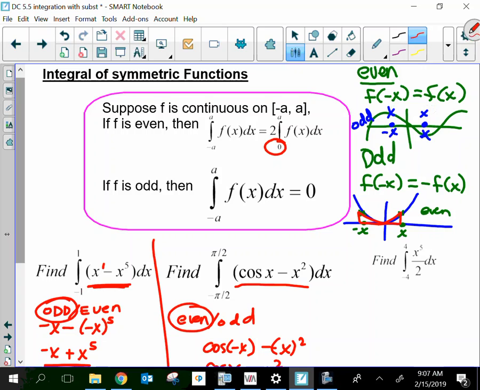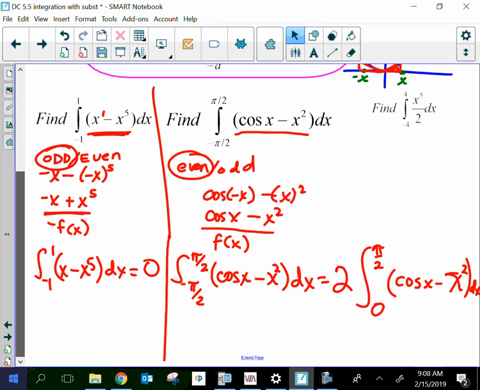It's right here. From negative a to a of f of x. Notice the f of x doesn't change. You're just checking to see if it's even or odd. The negative a changes to 0, and then we have 2 of them. It's the same idea right here. We have 2 of these instead of doing both of them separately. We'll just do 1 and multiply it by 2. Okay, let's finish it up.